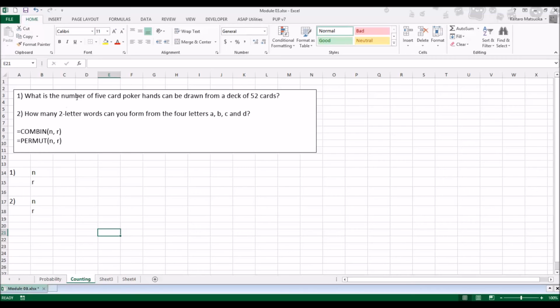Okay, so the first question is, what is the number of 5 card poker hands you can draw from 52 cards? So the N is all possible selections, and then R is what you're picking. So in this case, N would be 52 cards, and R will be 5 cards. So I'm going to use those numbers to figure out the combination. So the way to do it is COMBIN. It says number and then number chosen. So the number meaning N, so it's this number. And then number chosen will be this number.